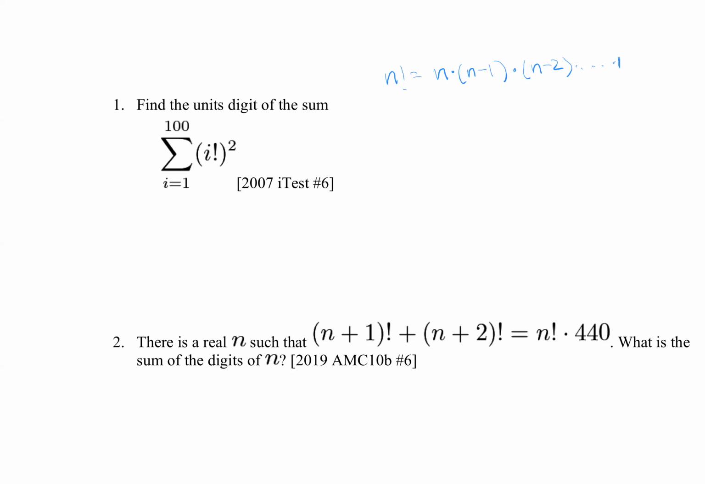Okay, so let's start with: do you know what the symbol means? The symbol just means the sum of. So this means the sum of 1 factorial squared plus 2 factorial squared all the way to 100 factorial squared, right? So that's what this fancy symbol means.